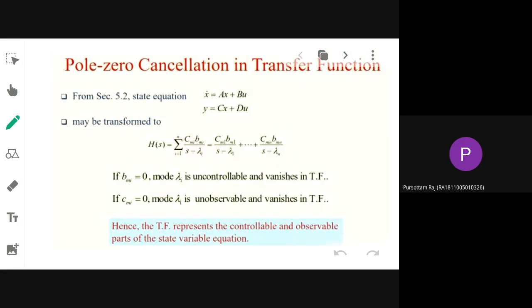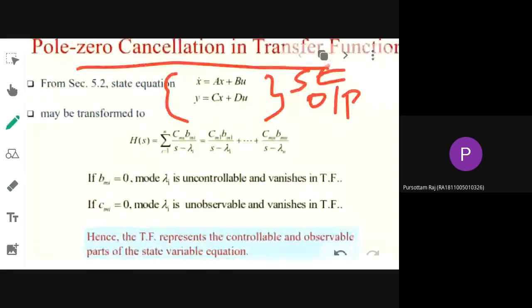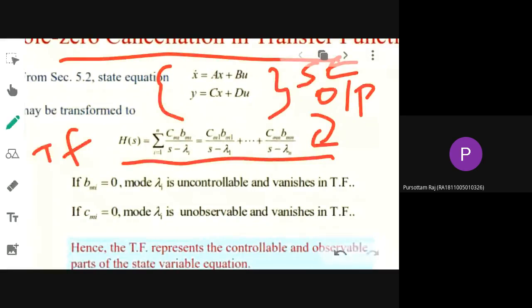Okay, next comes pole zero cancellation in transfer function. Again, this is your state model, that is, the state equation and output equation that you are having. If you are converting that into your transfer function, the transfer function will be like this. After taking partial fraction expansion, as I have told you in diagonal canonical form, the transfer function will be like this. Now in this equation, there are two constants, Bm and Cm.